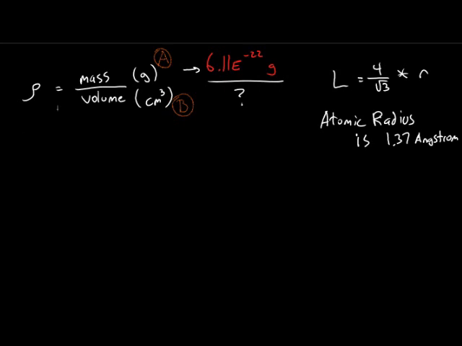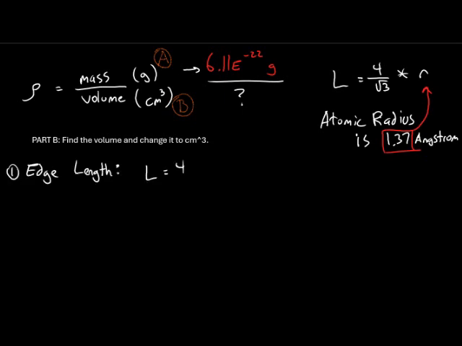Now that we know our answer to part A, and we have that the mass is 6.11 times 10 to the negative 22nd, our part B is going to be to get the volume of the unit cell and change it to cubic centimeters. Now, we're not given the volume for this problem, but instead what we have is the atomic radius, and this formula that the edge length is equal to 4 divided by square root 3 times that radius. Let's begin by placing the 1.37 in place of the r to get the edge length.